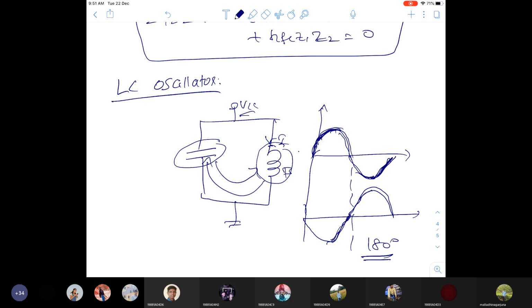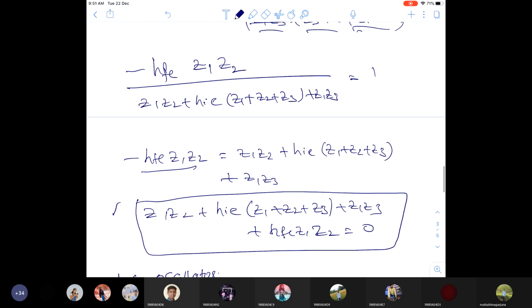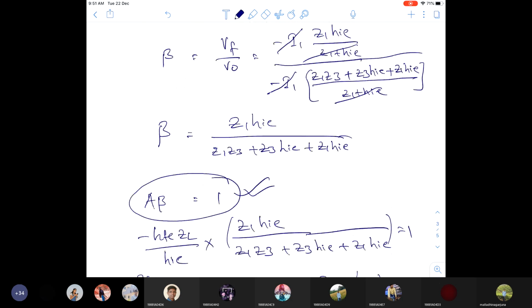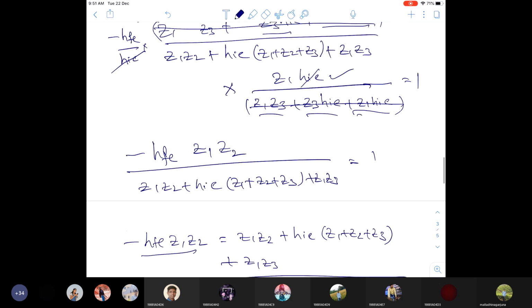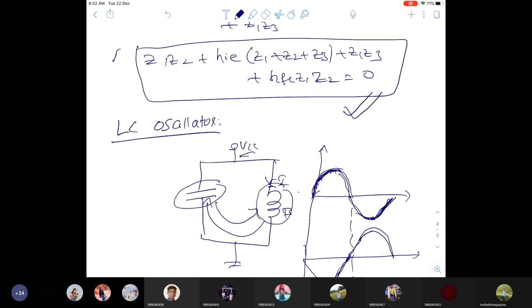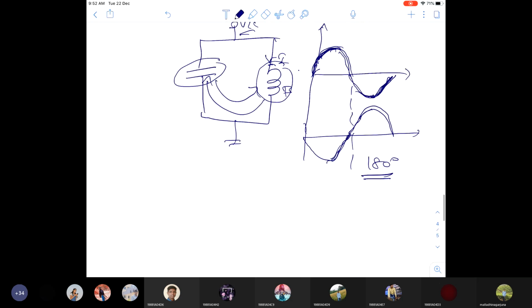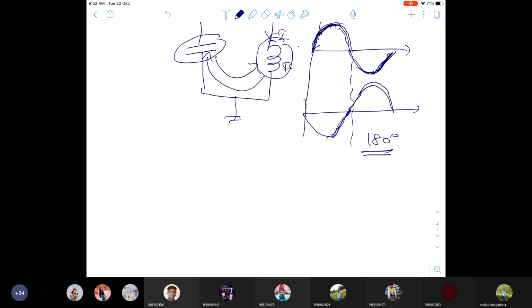So this LC oscillator satisfies the first Barkhausen criterion. What is the second Barkhausen criterion? The loop gain must be unity, so A beta is equal to 1. Based on that formula only, we derived this equation. So if you use this equation as the general form, you are directly satisfying that A beta is equal to 1 also. So this is the LC oscillator. Now let us come to the next topic.